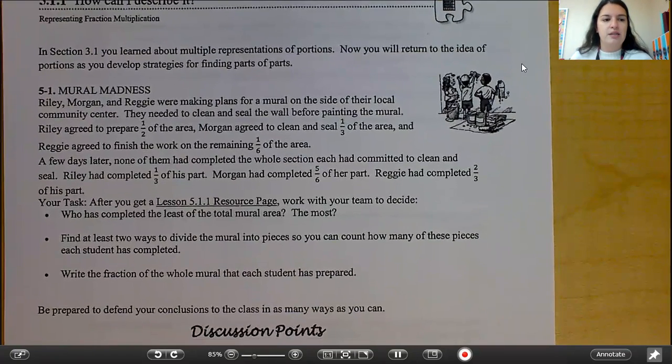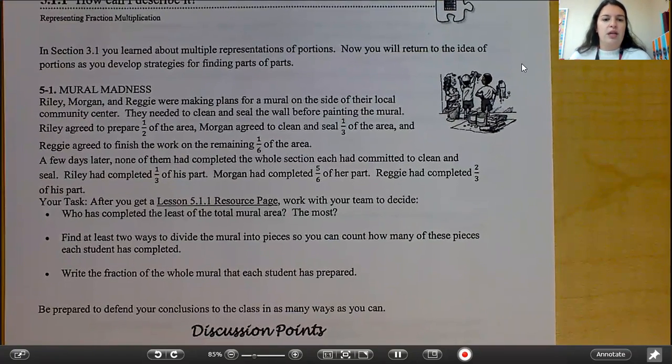5.1, Mural Madness. Riley, Morgan, and Reggie were making plans for a mural on the side of their local community center. They needed to clean and seal the wall before painting the mural. Riley agreed to prepare one half of the area, Morgan agreed to clean and seal 1/3 of the area, and Reggie agreed to finish the work of the remaining 1/6 of the area.